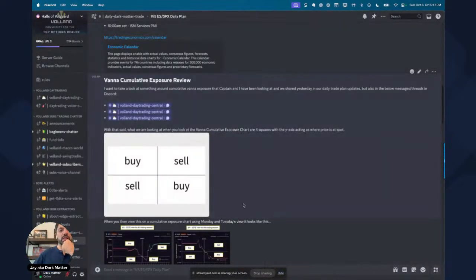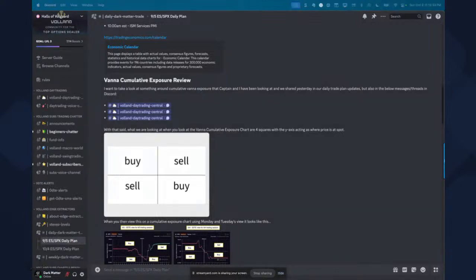Okay. All right. So let's look at this cumulative exposure. I think it's important. I'll essentially treat the cumulative exposure as these four buckets, four quadrants. So you'll hear me or see me type in the Volin Discord that we're in a buy-buy quad, or we're in a buy-sell quad, or we're in a sell-sell set of quads, right?